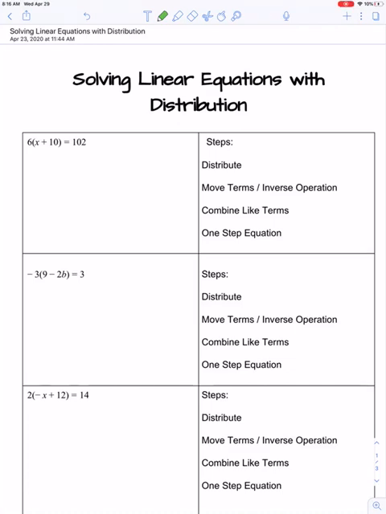Alright, this video is going to be over solving linear equations with distributive property. So I've written all the steps out on the right hand side for each one that you can follow. Because again, you work these equations the exact same way, any equation you're given, depending on how short it is or how long it is. So let's look at this.